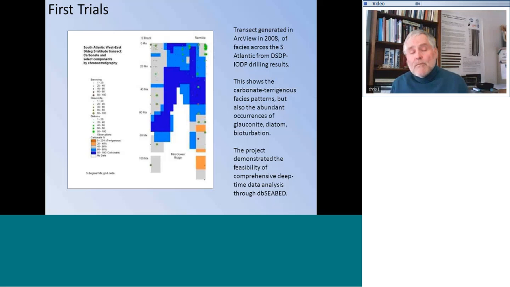And this diagram was made automatically in ArcView 3.0 straight off dbSEABED data. And so this first effort proved that it was feasible to take ocean stratigraphic data and make a global or ocean basin scale transect.